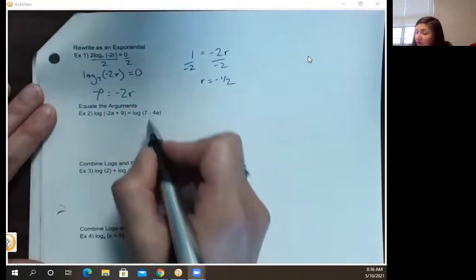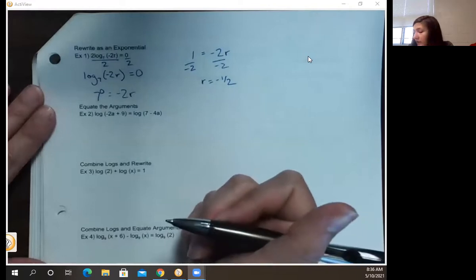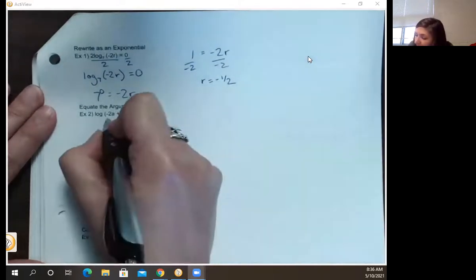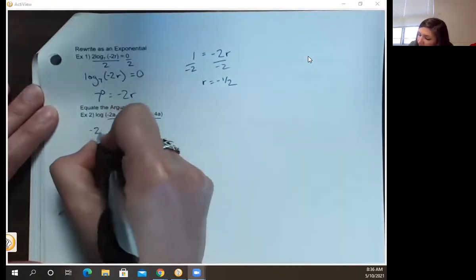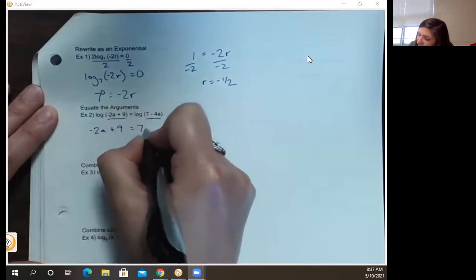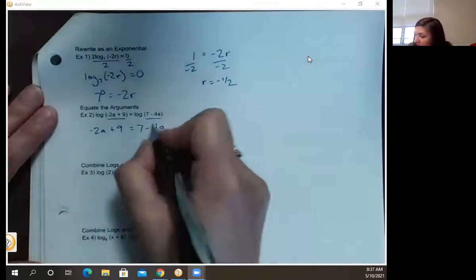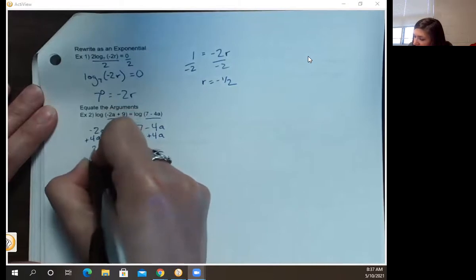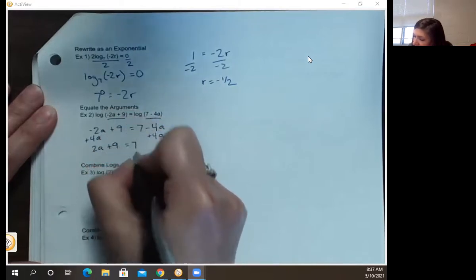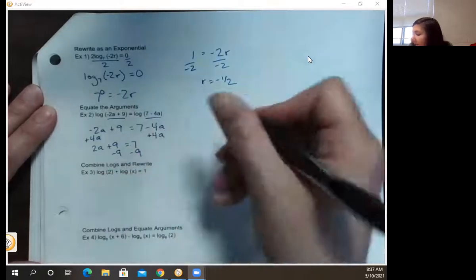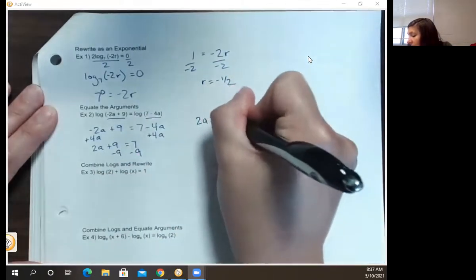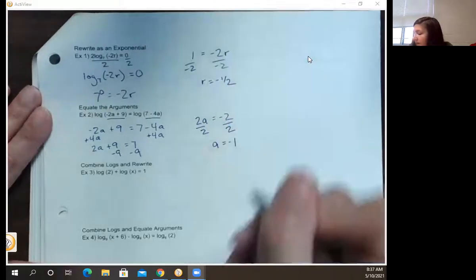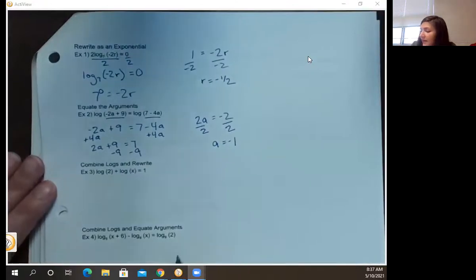If I have a log on each side, then we want to think about equating the arguments. So since I've got log on the left and a log on the right, they have the same base. So I'm going to equate their arguments. So negative 2a plus 9 equals 7 minus 4a. I'm going to move my variables to the same side. So I'm going to move this 4a over. So that would be 2a plus 9 equals 7. Now we're going to move the 9 to get the a's by themselves. So 2a equals negative 2. And divide both sides by 2 to get negative 1 for a.